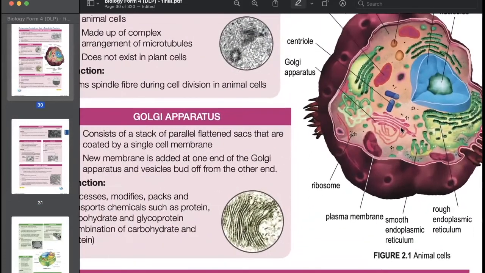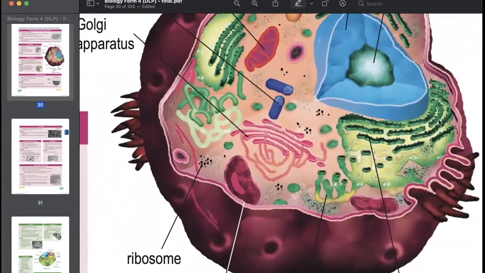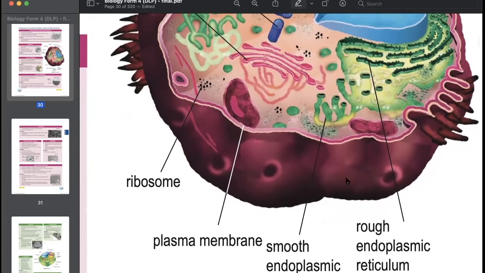Okay, kalau rough endoplasmic reticulum, I said just now, they have ribosome. So we can say that rough endoplasmic reticulum, the function is the site for protein synthesis. Or you can say rough endoplasmic reticulum is a place where protein synthesis occurs. Kenapa protein synthesis occur kat sini? Sebab apa? Dia ada ribosome. Boleh faham?